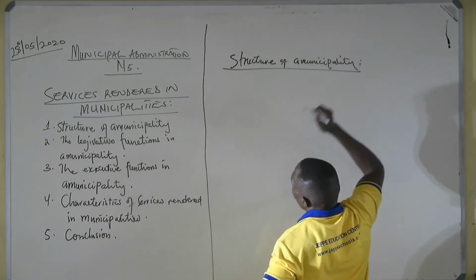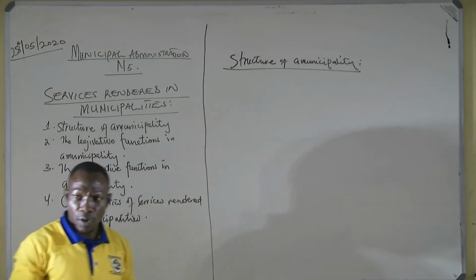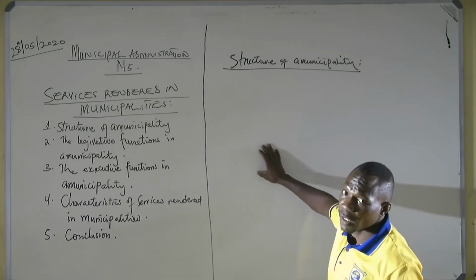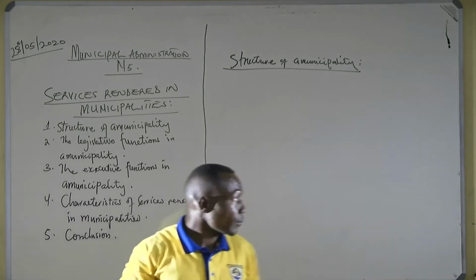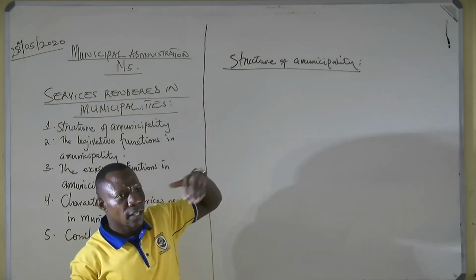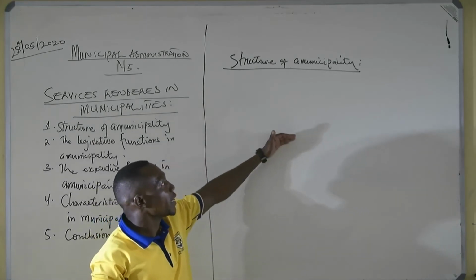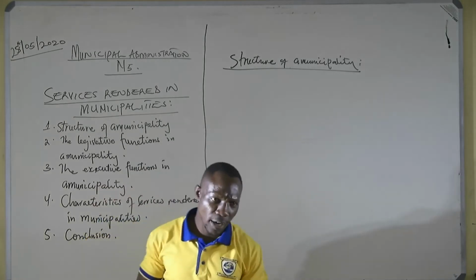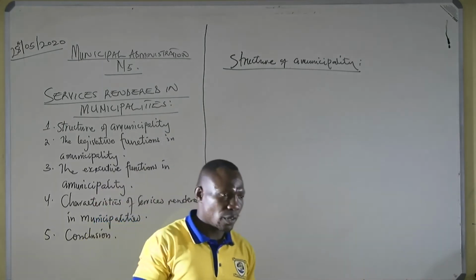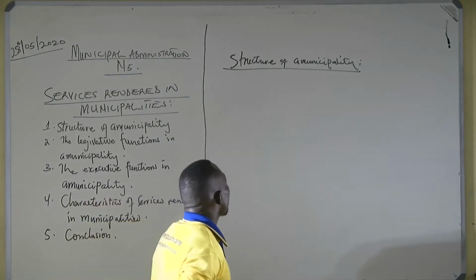The structure of a municipality. Before looking at the structure of a municipality, we should get to know about the three levels of governance in a country: we have the national government, we have the provincial government, and also we have the local government. Because municipalities fall under the local government, we need to look at the structure of the layout of administration at different levels in a municipality.